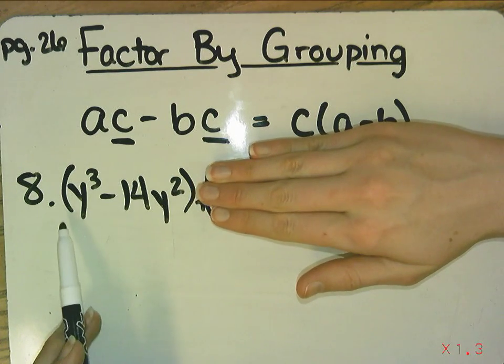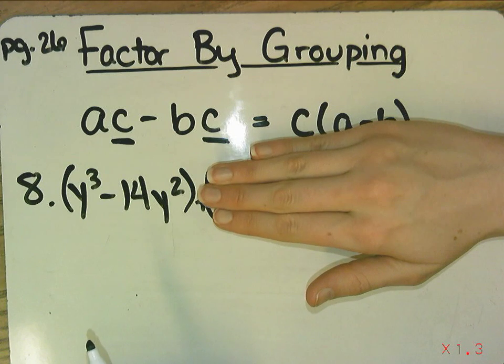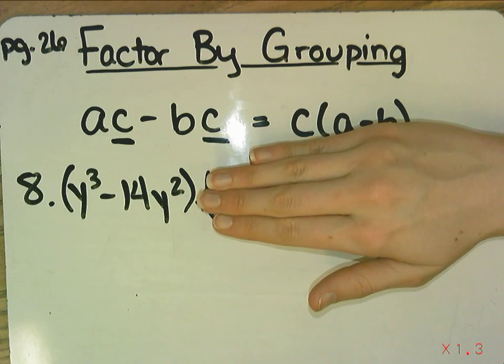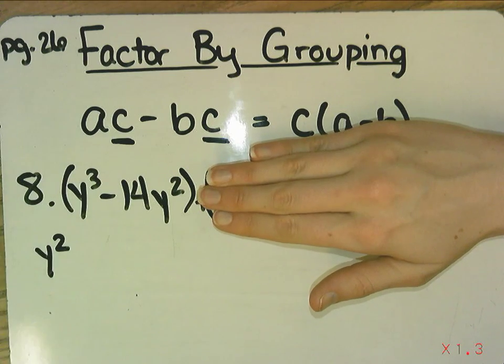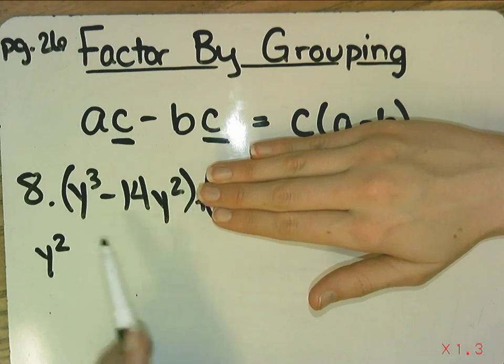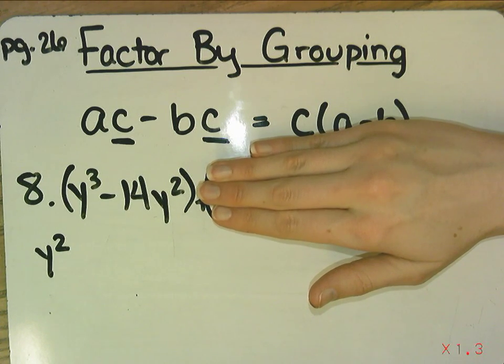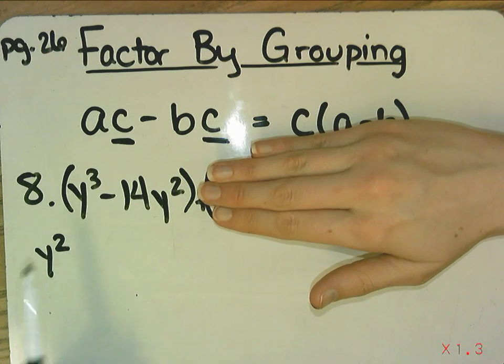So this is my first grouping, y cubed minus 14y squared. I'm going to ask myself, what's their greatest common factor? And in this case, it's y squared. And I'm going to factor out y squared from this grouping. So this is very similar to what we learned last class, where we just had a normal binomial or maybe a trinomial, and we had to factor out the greatest common factor.